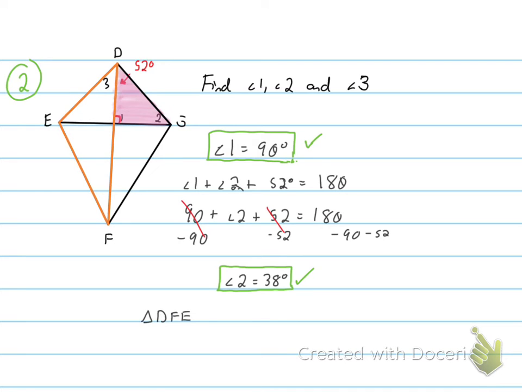Now finally, to find angle 3, this one's going to be a little bit weird. Notice here that triangle DFE would be congruent to triangle DGF by side, side, side. So remember, consecutive sides are congruent, and they also share that side length DF. So if those two triangles are congruent, then that would mean that angle 3 and that angle 52 would match up to each other and be congruent by CPCTC. Therefore, angle 3 would also have to be 52 degrees.